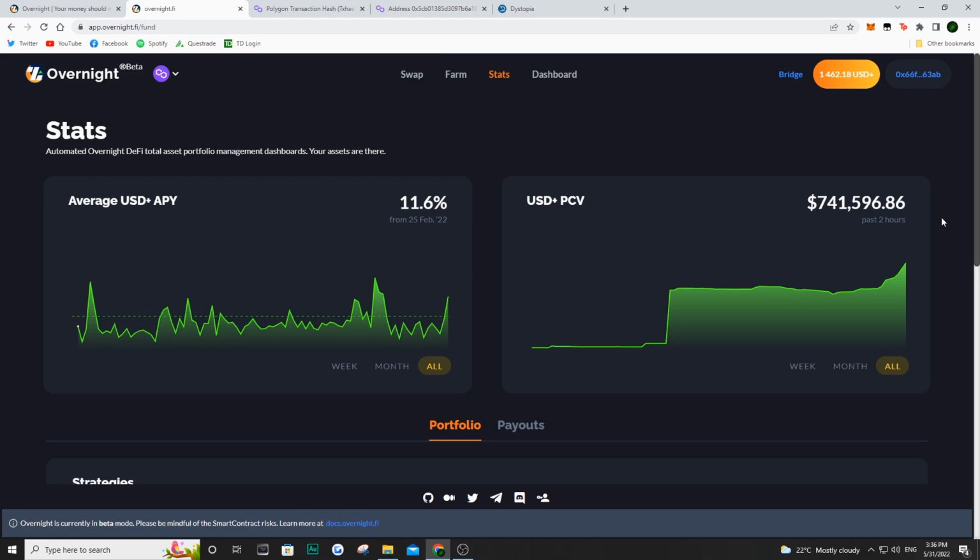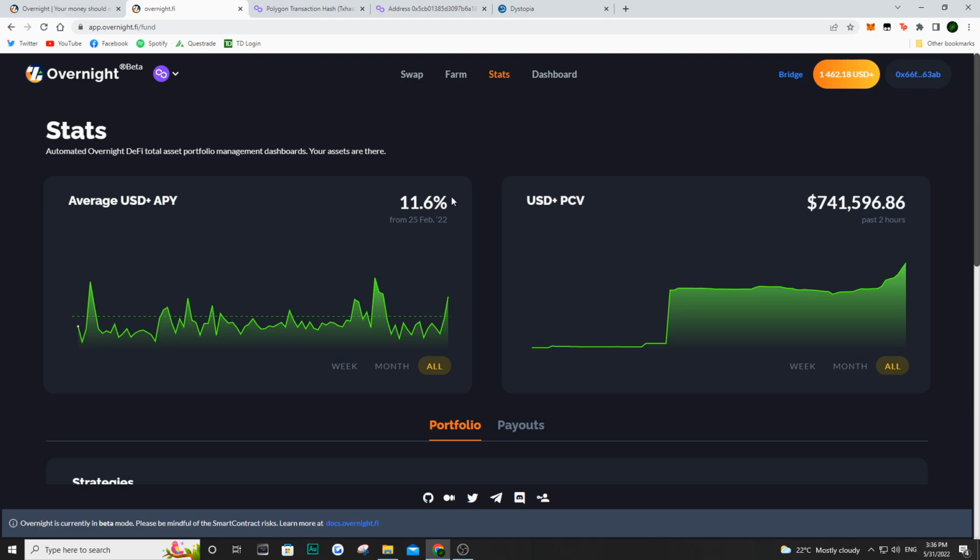Now you're probably wondering, how in the world are they generating a yield on this stablecoin? How are they paying you out and how frequently are they paying you out? Well, if we go onto the stats page here, we can see that since February 25th of this year, they've been generating an APY of about 11.6%.